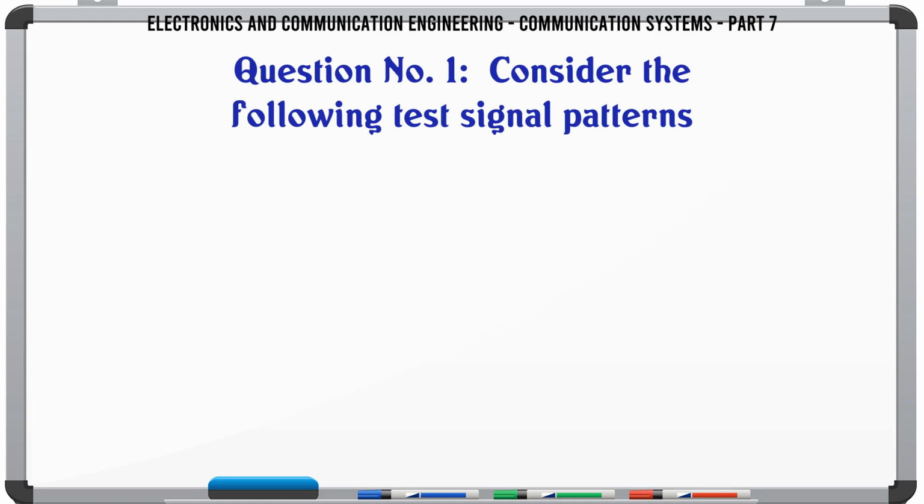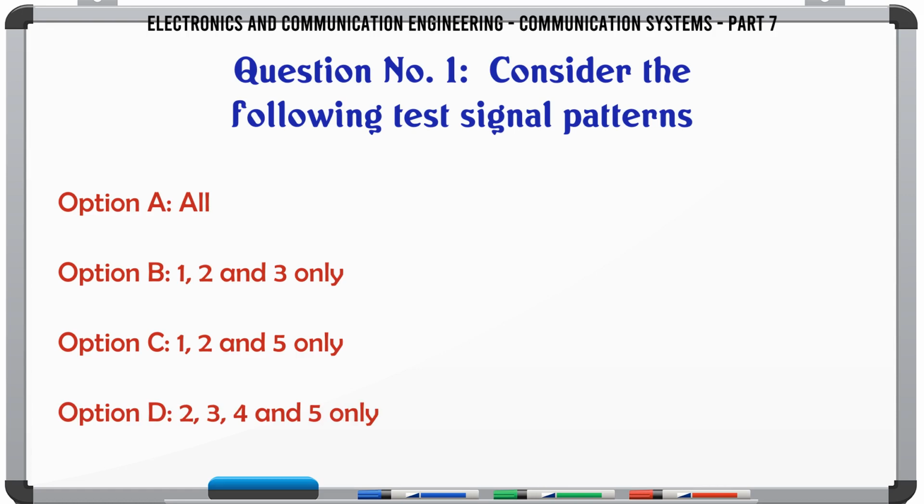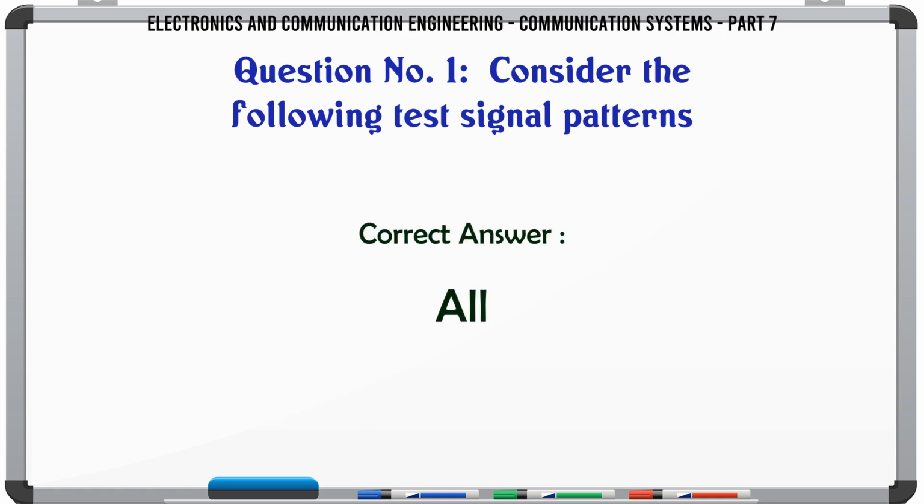Consider the following test signal patterns. A, all. B, 1, 2 and 3 only. C, 1, 2 and 5 only. D, 2, 3, 4 and 5 only. The correct answer is all.